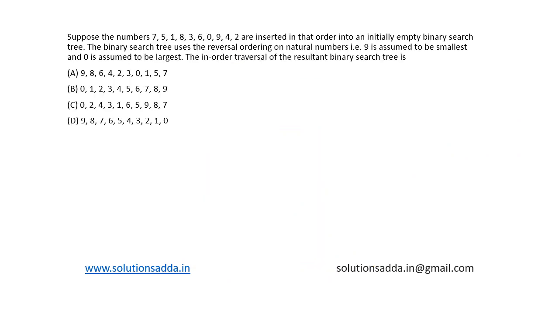This is a question from algorithms. Suppose the numbers 7, 5, 1, 8, 3, 6, 0, 9, 4, 2 are inserted in that order into an initially empty binary search tree. The binary search tree uses the reversal ordering of the natural numbers. That is, 9 is assumed to be the smallest and 0 is assumed to be the largest. The in-order traversal of the resultant binary tree is.